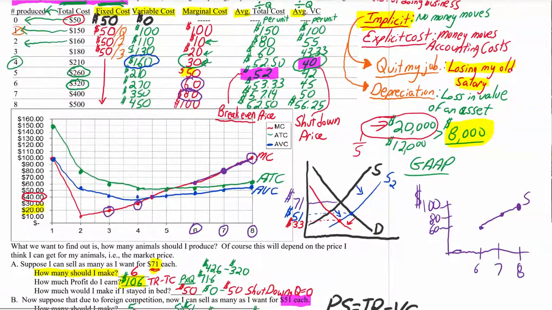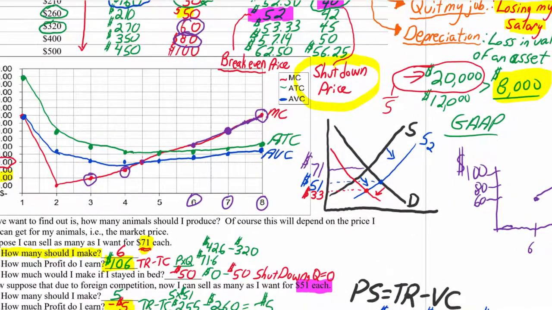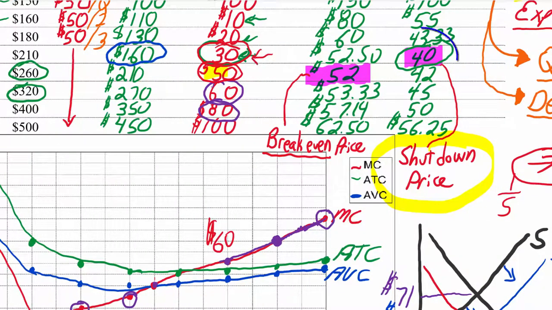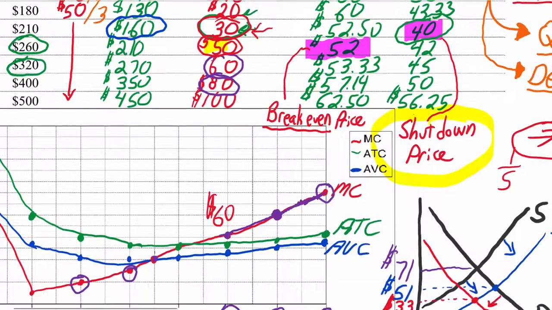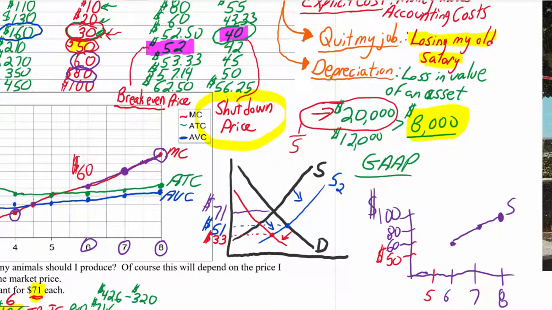However, there's a point at which this business is not going to be willing to supply anything, and that's when the price gets below 40, that shutdown price there. So we would want to keep this supply curve for this business going down to $60. They'd produce 6 units. At $50, they'd be willing to produce 5 units. But at $30, they're not willing to produce anything. They're not willing to produce 4 units because $30 is below the shutdown price of $40. So at least down to $50, the supply curve keeps going down to 5 units.